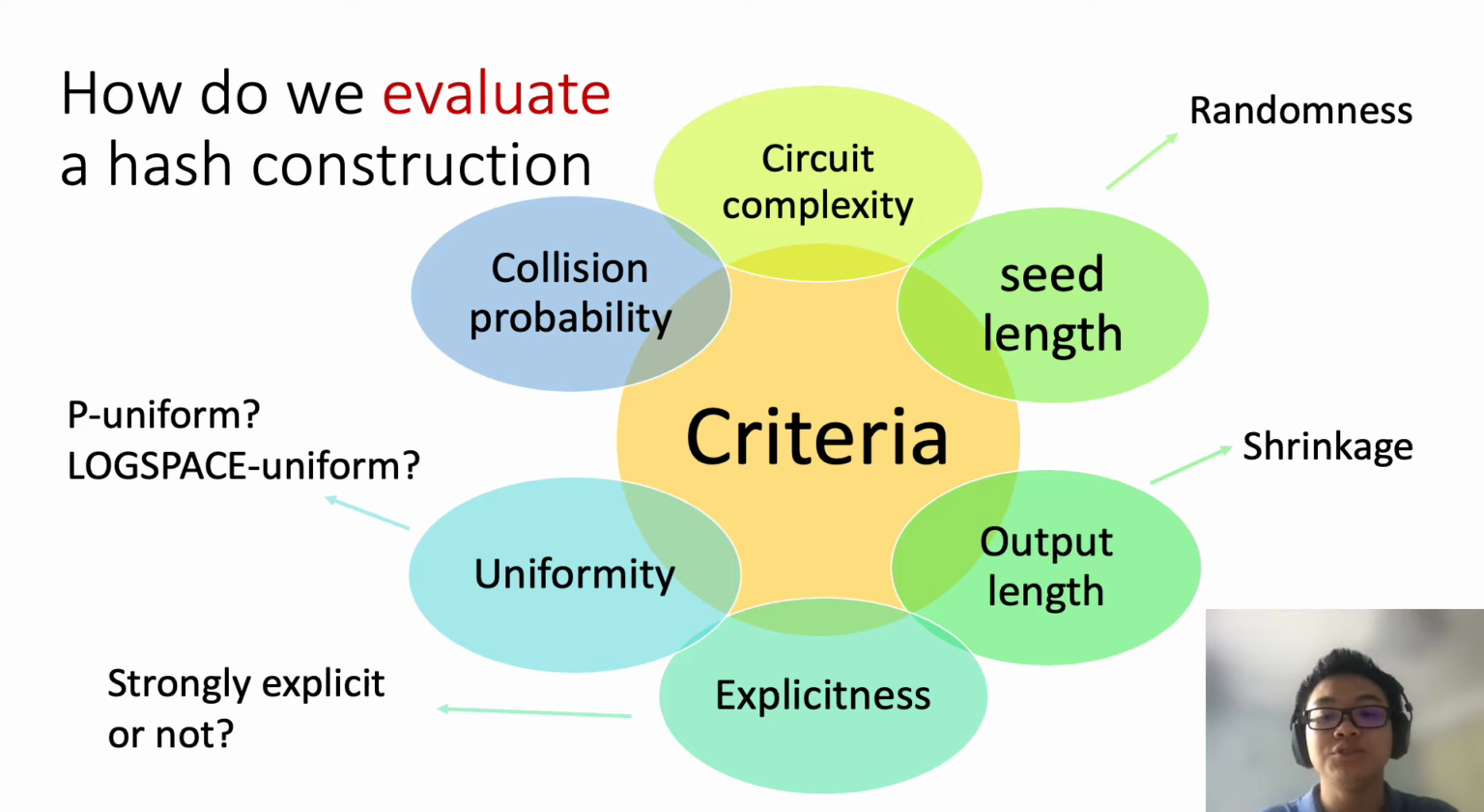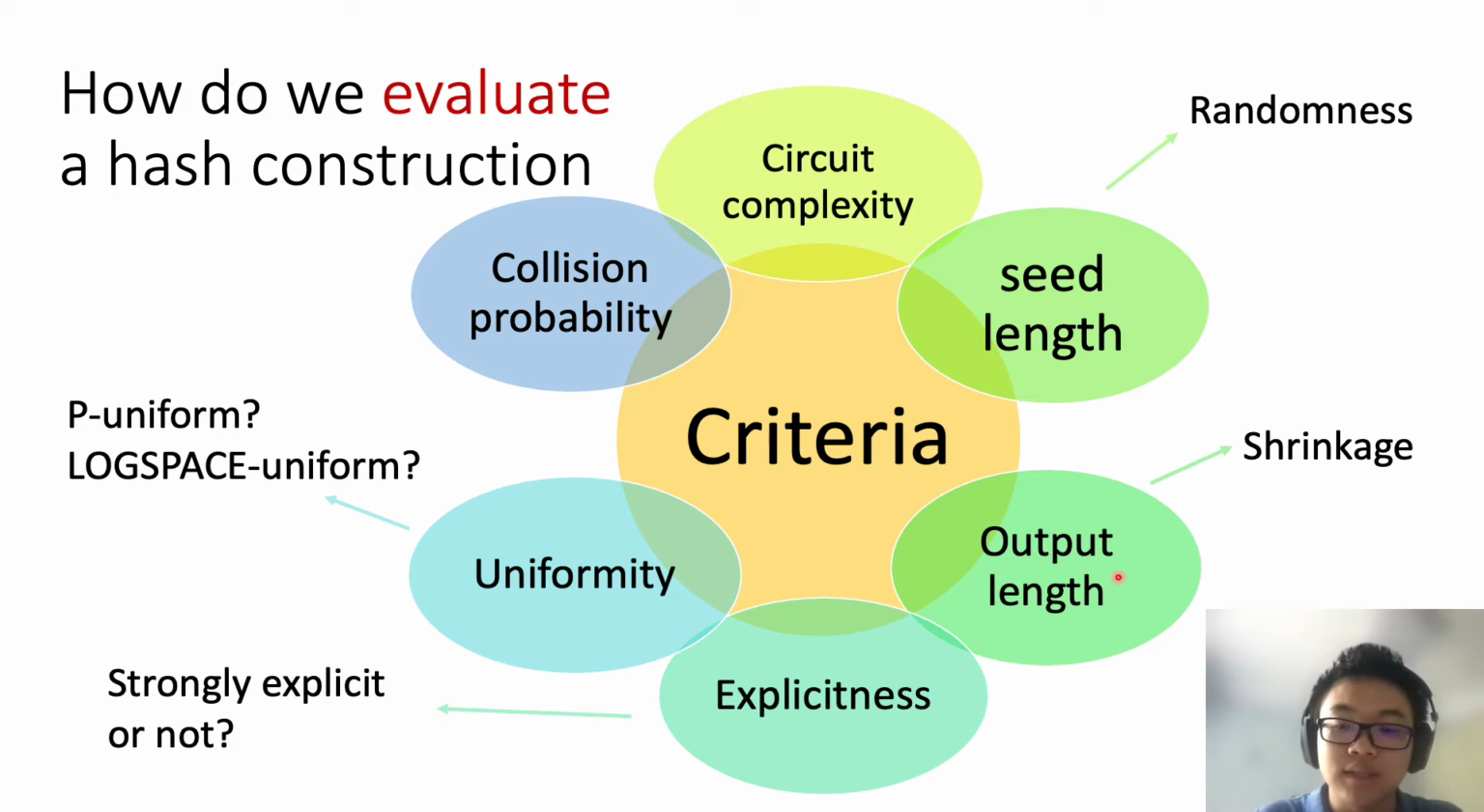So we want to construct efficient, almost universal hash functions. But before we do so, we first ask ourselves, how can we evaluate the efficiency of a hash function? What are the criteria? As complexity theorists, we of course first worry about the circuit complexity of a construction. And from the definition, we consider the collision probability and the seed length. But here are some more. We also consider the output length of a hash function. It tells us how much the input is shrunk.